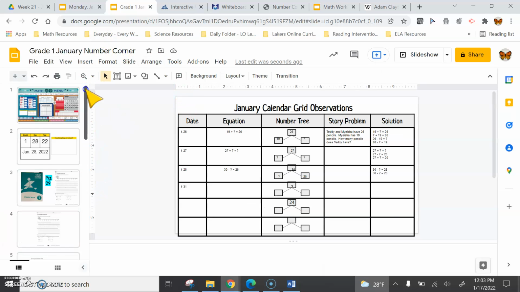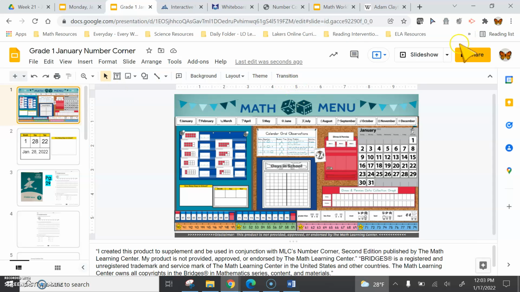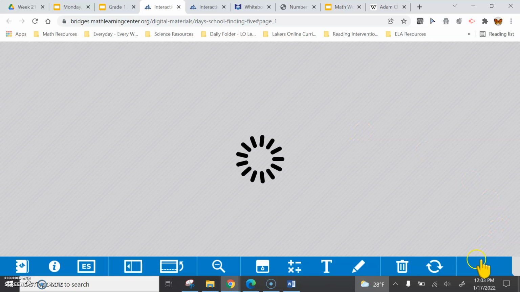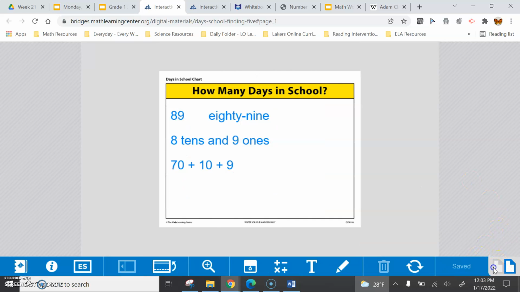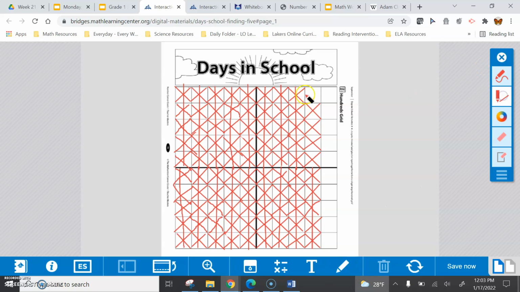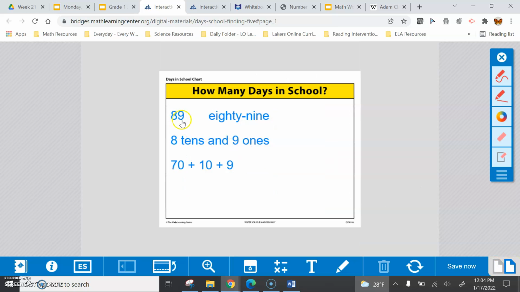All right, now that we're back, what we're going to do is go to our days in school. We'll add another day. Oh my goodness, look at this. We have another group of 5 because we now have 90 days in school together.